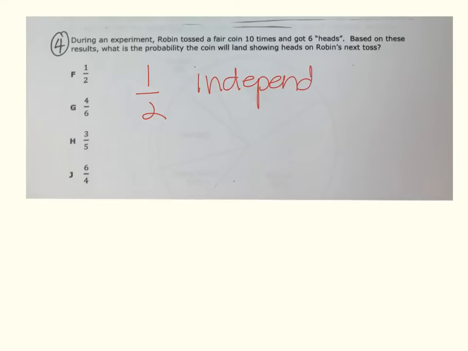So every time you do a coin toss, you start over each time. Okay? It does not depend on anything else. A coin toss will always be an independent event. So it doesn't matter how many times she's flipped the coin and what the results were previously. So what will be the outcome the next time she flips a coin? Okay, it's always 1 out of 2. So your answer is F.